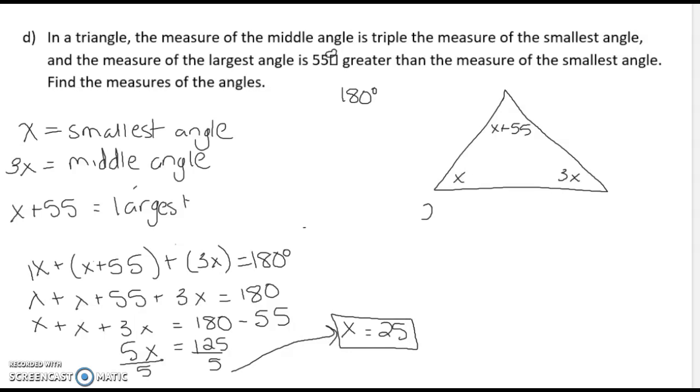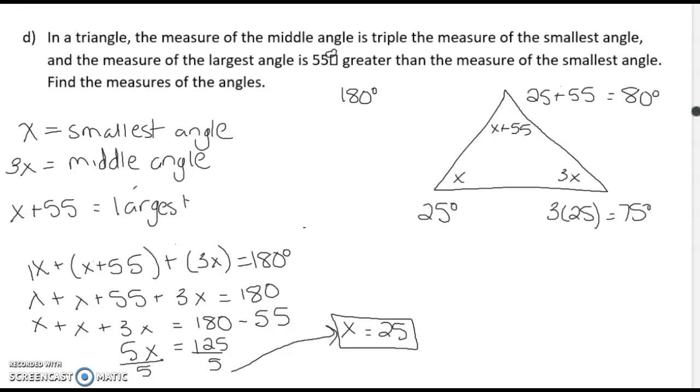So this angle right here, that's easy. It's just 1x, so that is 25 degrees. Okay, our second angle over here, it's 3 times x. So now we know it's going to be 3 times 25, which gives us 75 degrees. And the last one at the top here, it's x plus 55. So now we know it's 25 plus 55. And when you add those together, you end up with 80 degrees.